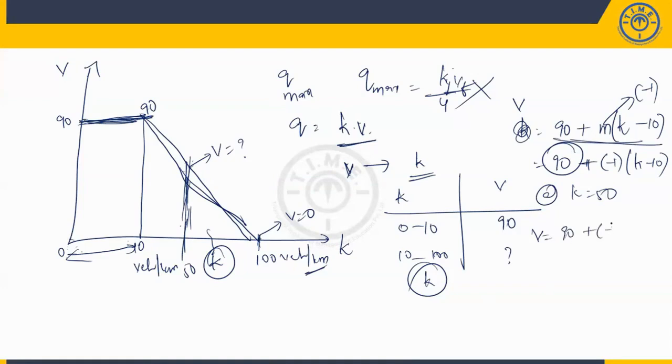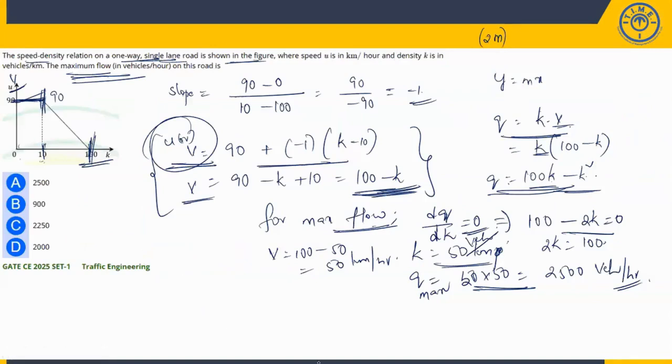90 plus minus 1 into 50 minus 10. That is 90 minus 1 into 40, that is 50, like that. Clear. Thank you, Tangavini.